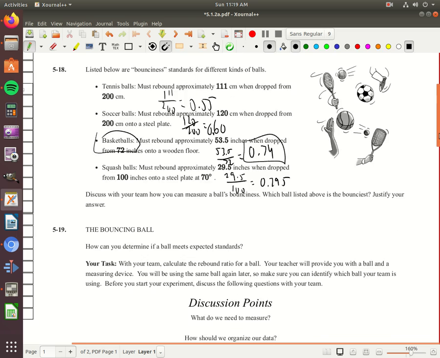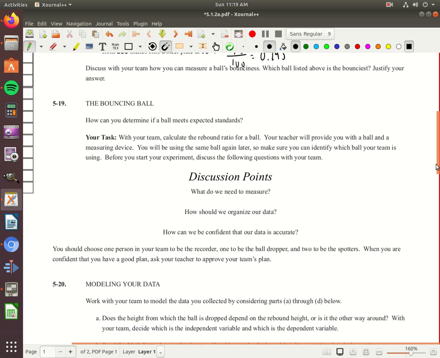So next, it says the bouncing ball. How can you determine if a ball meets expected standards? So your task, essentially in class, as a class, we would have a ball, we would go out, we would bounce a ball, and we would try to organize the height that the rebound ratio went. So we would have different drop heights, and the ball would rebound, and we would see how high the ball rebounded, and we would graph it from there.